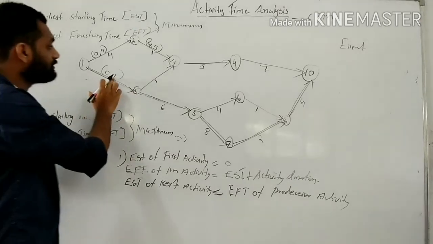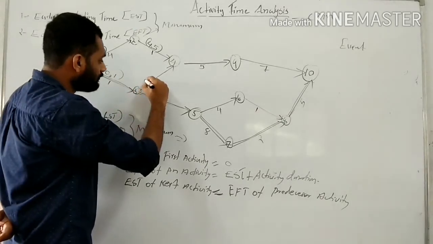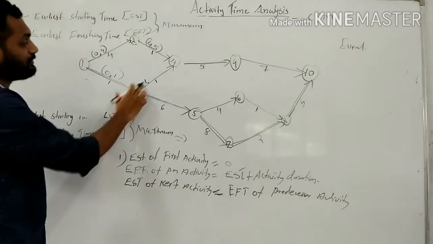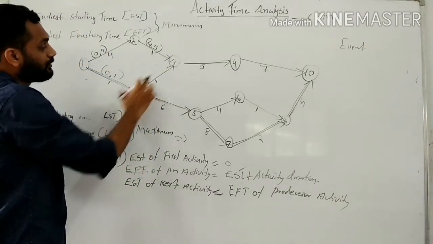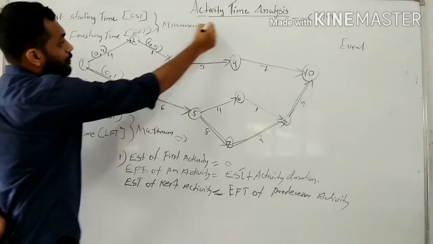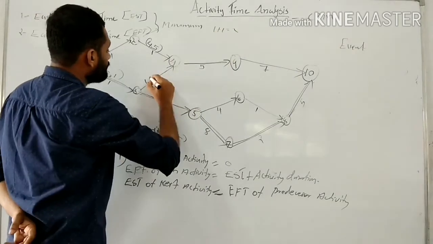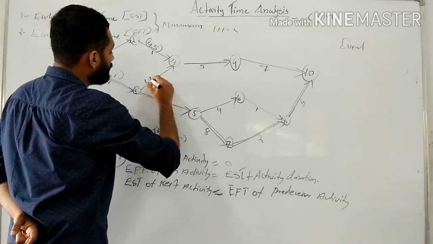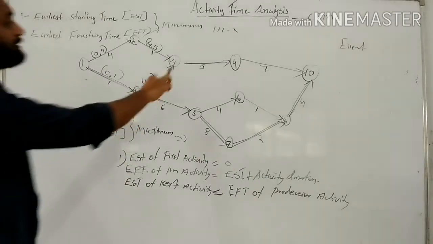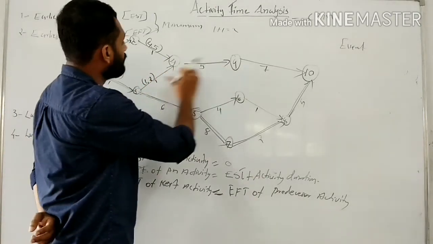So this EFT will become the ESP of 3 to 4, that is 1. Then the EFT of this activity 3 to 4 is 1 plus the activity duration 1, that is 1 plus 1 is equal to 2. Activity duration 1. For the next activity, that is 4 to 9.